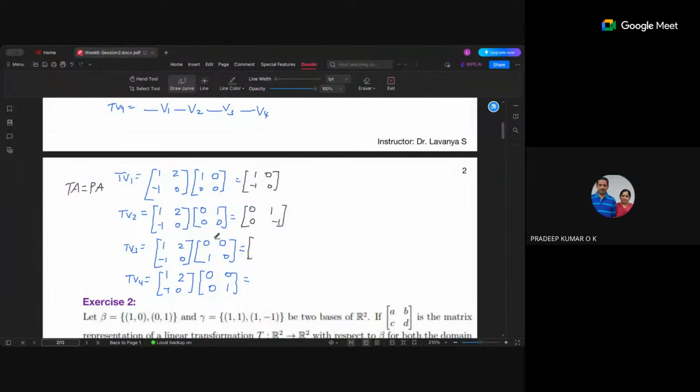2, 0, minus 1, 0. Ma'am, I got 0. 0 and again 0. Yes, right? Now what are we going to do? We are going to express this as a linear combination of V1, V2, V3 and V4.